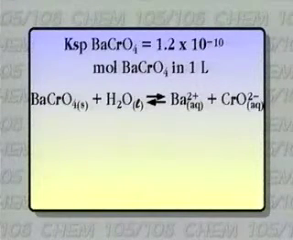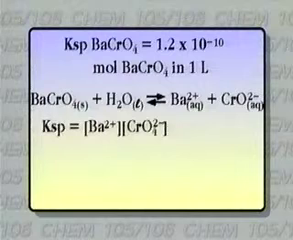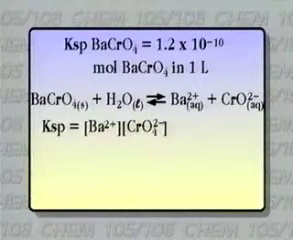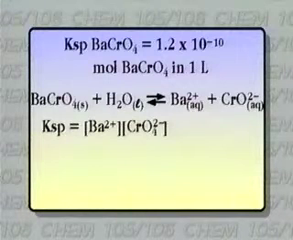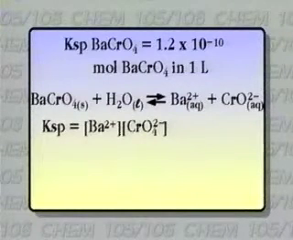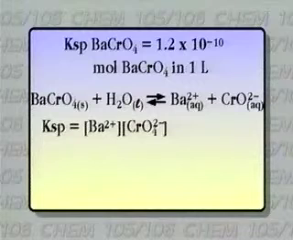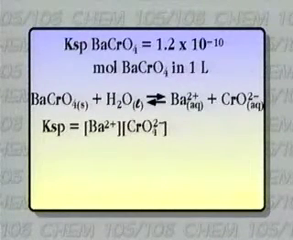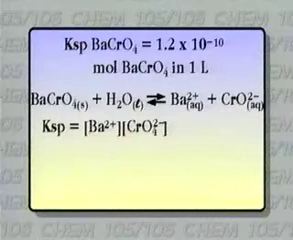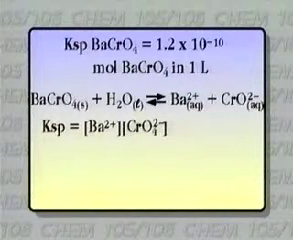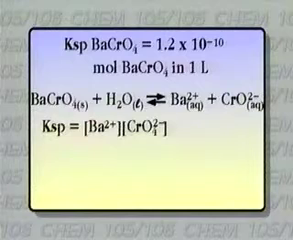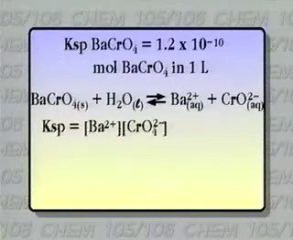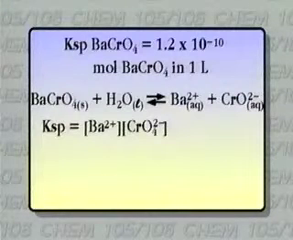I can write an equilibrium expression for this. KSP is equal to the concentration of the barium ion times the chromate ion concentration. And not divided by anything, because barium chromate is a solid and the other is liquid water, and we don't include either one of those in the expression.